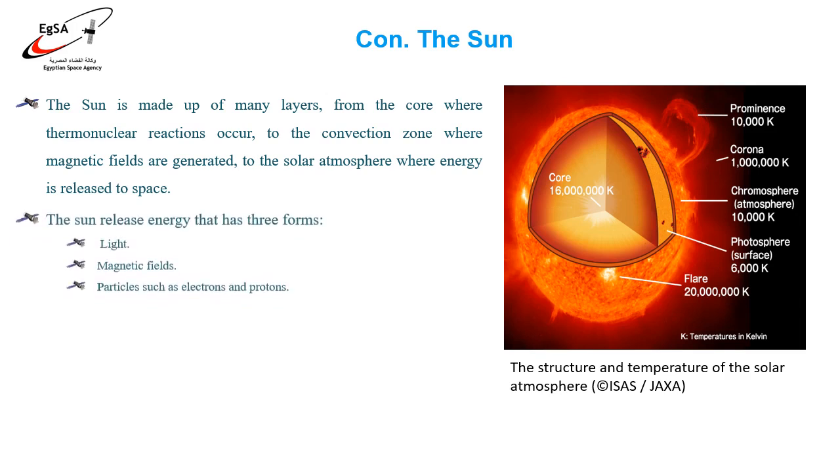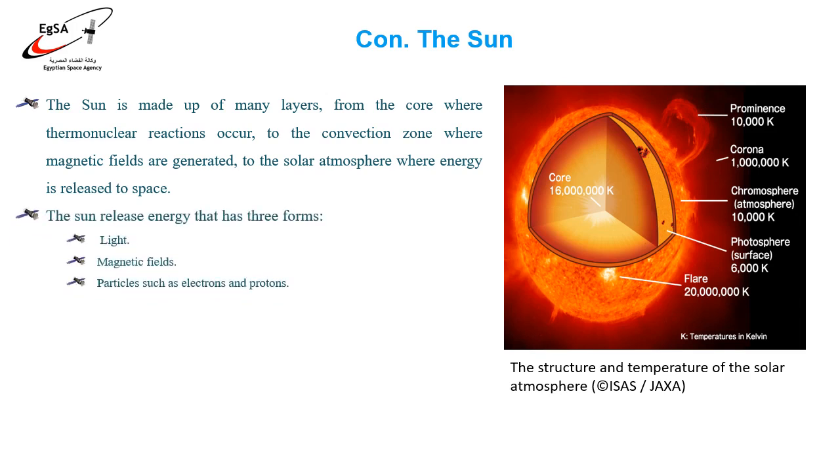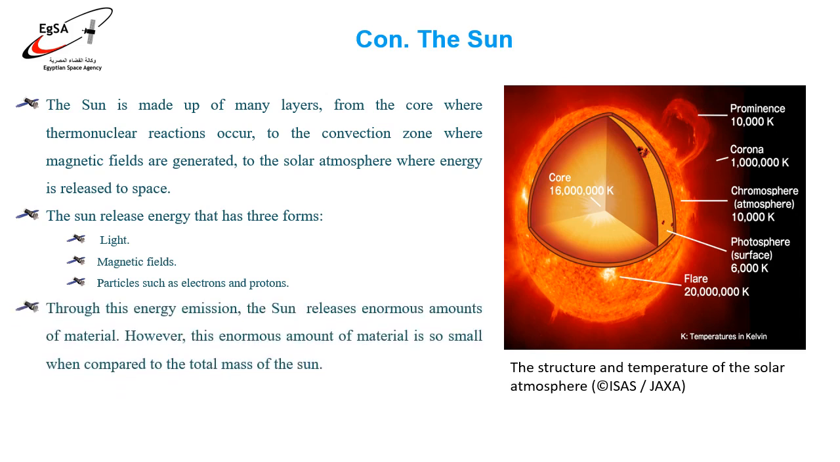The Sun releases energy that has three forms: light, magnetic fields, and particles such as electrons and protons. Through this energy emission, the Sun releases enormous amounts of material. However, this enormous amount of material is so small when compared to the total mass of the Sun.